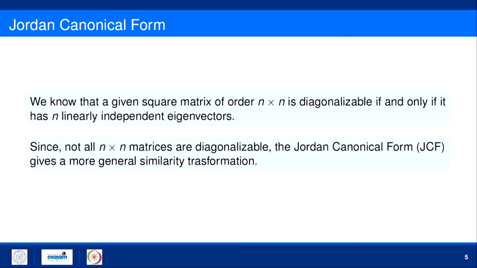However, if this is not the case, meaning if an n by n matrix is not diagonalizable, that is, it has less than n linearly independent eigenvectors, then the Jordan canonical form gives a more general similarity transformation. So, we can say that diagonalization is a special case of Jordan canonical transformation. Let us understand it with the help of an example.